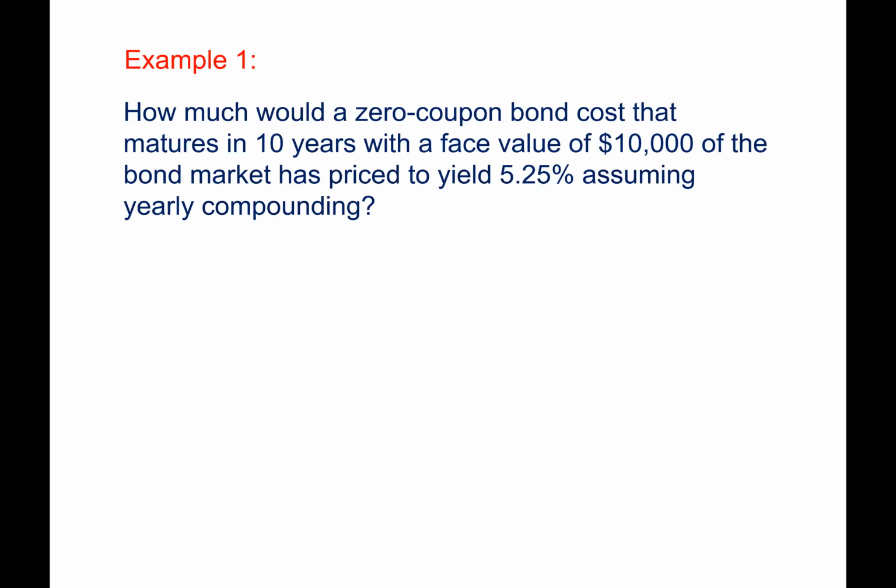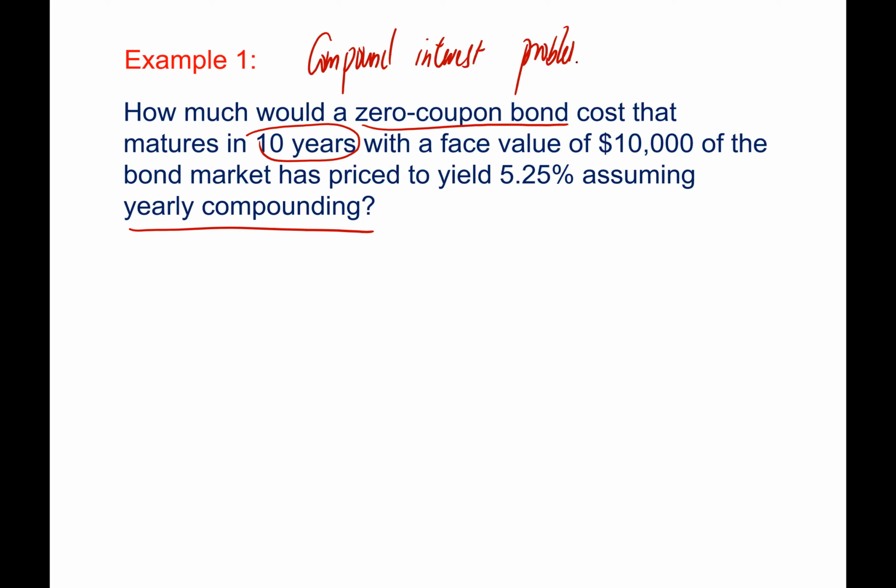And now let's take a look at one of these examples on the zero coupon bond. So how much would a zero coupon bond cost that matures in 10 years? So maturity is 10 years, right? That's given here. And we know this zero coupon bond with a face value of $10,000 on the bond market is priced to yield 5.25%, assuming yearly compounding. So here, this is basically a compound interest problem. Zero coupon bond is a good application of compound interest.